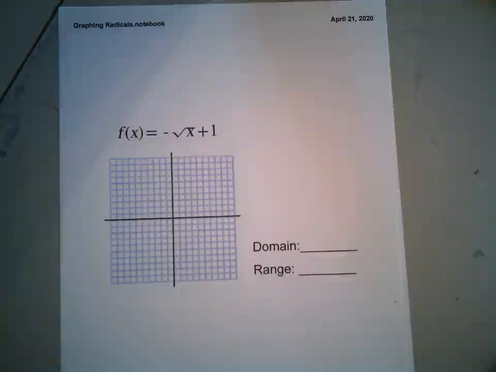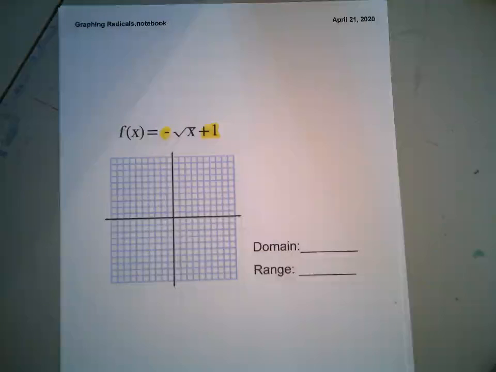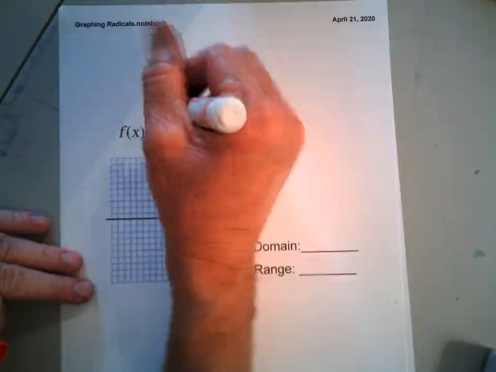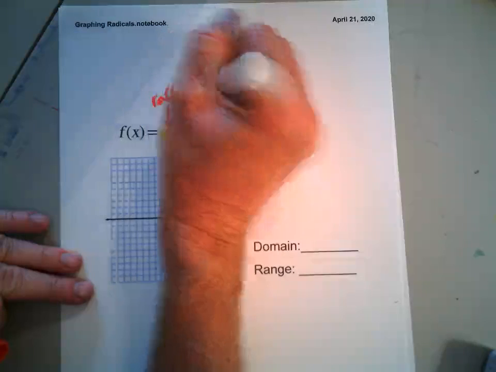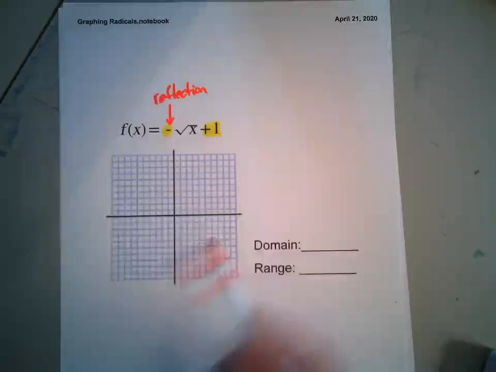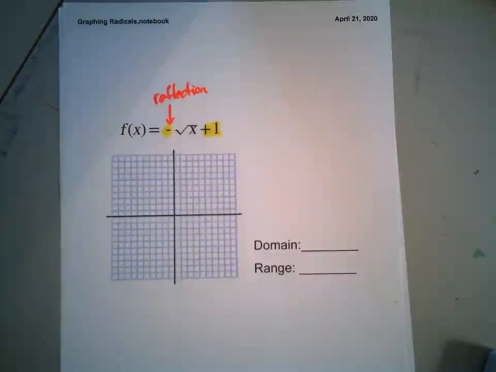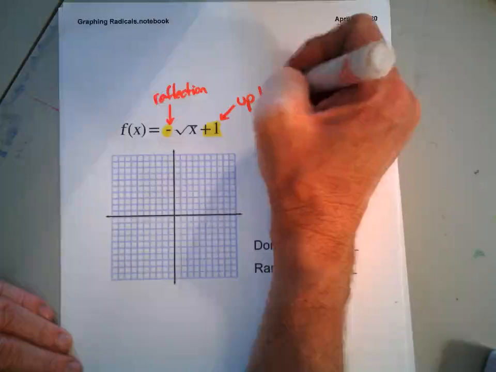All right, graph number 2. So what do we have in this graph? We've got a negative, and we've got this 1. And the 1, if you notice, is outside the parentheses, or outside the radical. So the negative 1 is a reflection, meaning the graph now will come down rather than go up like the normal parent function. And the 1 means we're going to go up 1 unit.